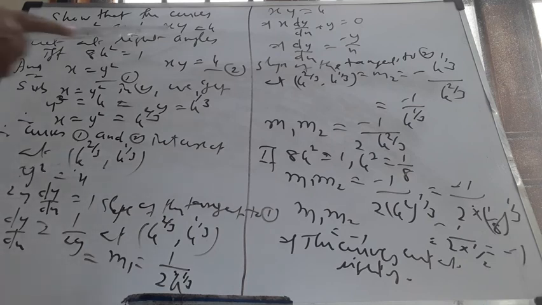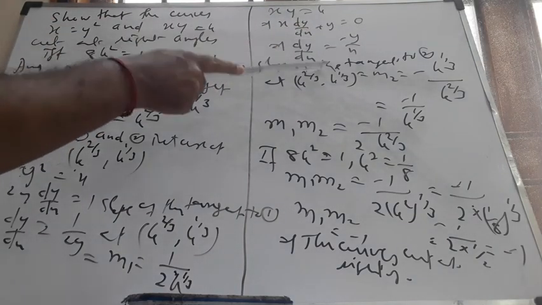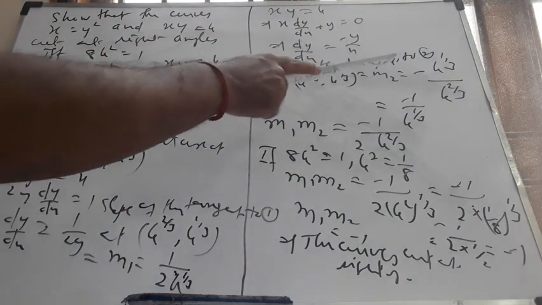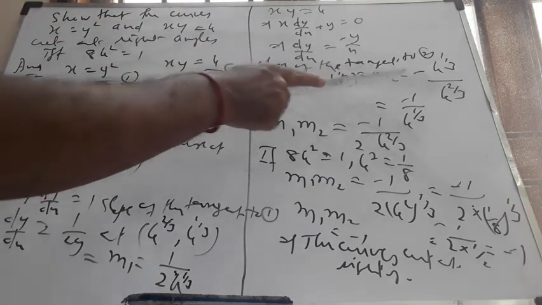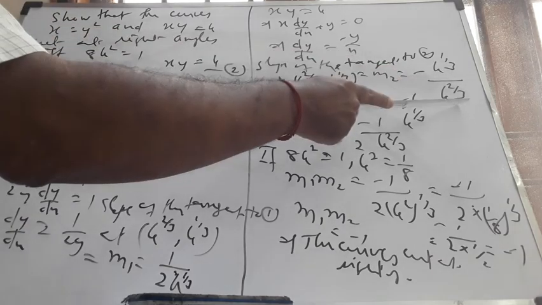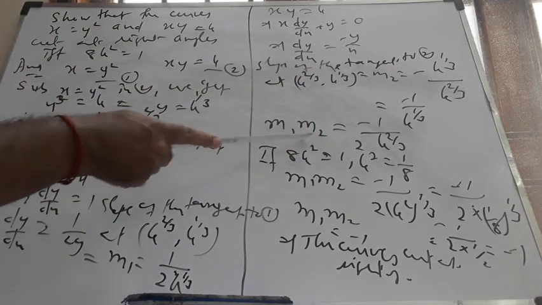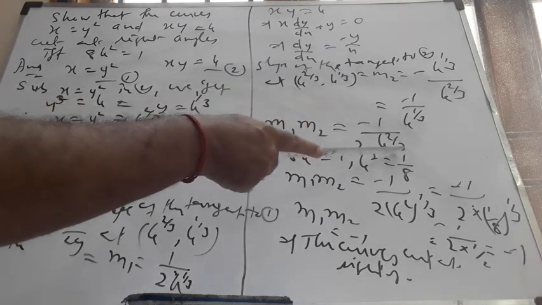Now y square equal to x implies 2y dy by dx is 1, so dy by dx is 1 by 2y. The slope of the tangent to 1 at this point, substituting y equal to k power 1 by 3, is 1 by 2 k power 1 by 3. xy is k gives x dy by dx plus y is 0, so dy by dx is minus y by x. The slope of the tangent to 2 at this point, I call it m2, is minus k power 1 by 3 by k power 2 by 3, which is minus 1 by k power 1 by 3. And you get the product minus 1 by 2 k power 2 by 3.